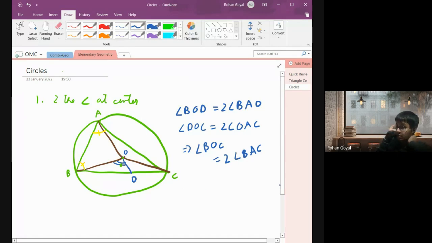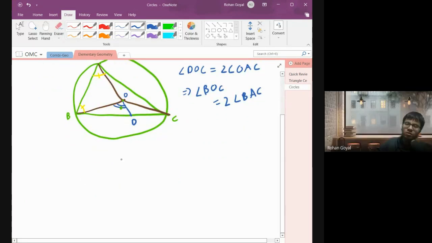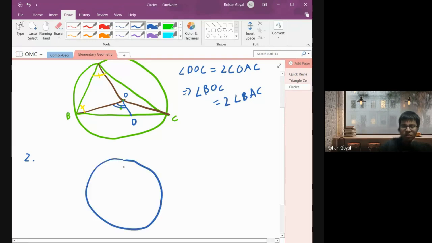Did everyone follow this? Yes. All right. So this also gives this nice result: if you have an arc, and if you have something here, and if you have something here, then this angle is this angle. Can anyone quickly tell me the proof?